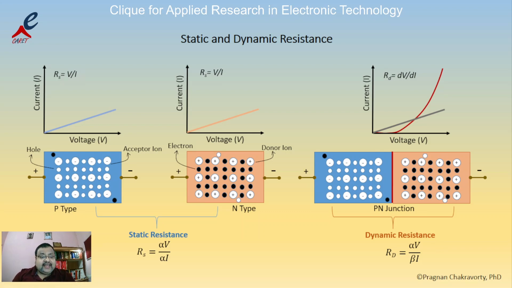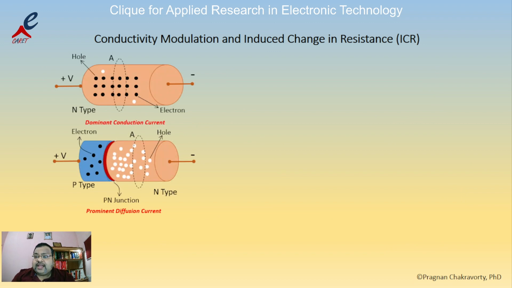Let us look at this in greater detail. Here we have considered an n-type semiconductor before the formation of the junction and after the formation of the junction. As we see here, in this type, as we have already talked about, the charges are uniformly distributed, and the current is mostly conduction current.